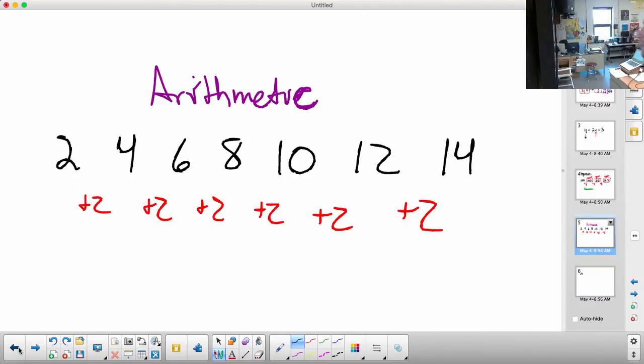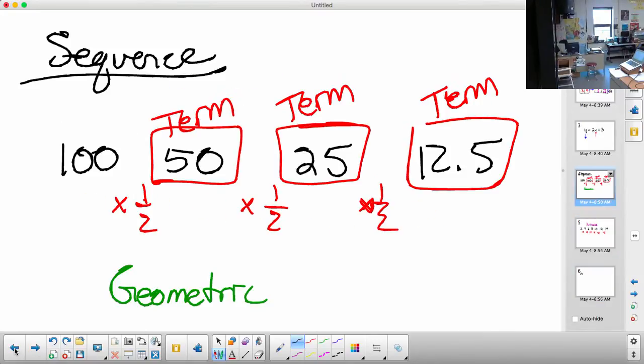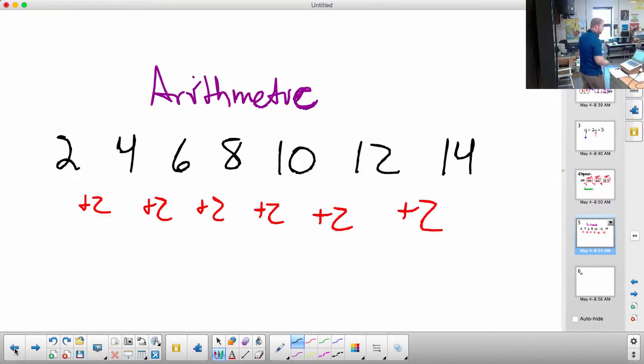I'll give you an example of what I mean. First term in a sequence, 2. Second term in the sequence, 4. Third number in the sequence, 6. Fourth term in the sequence, 8. Fifth term in the sequence, 10. Sixth term, 12. Seventh term, 14.